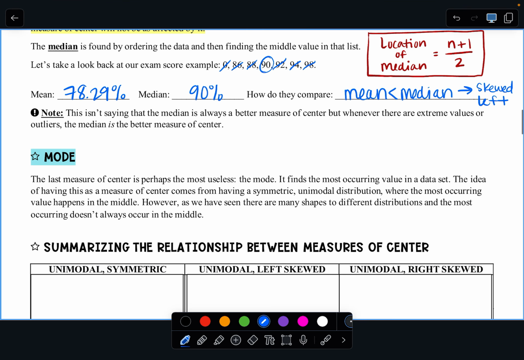Now mode, I'm not going to spend a ton of time talking about. It is the number that occurs the most. However, I do refer to it as kind of our worst case scenario.